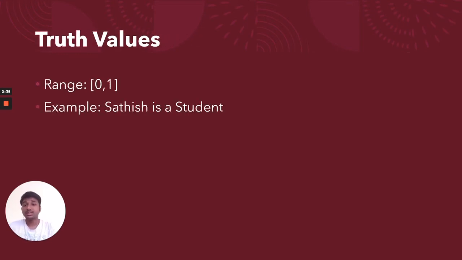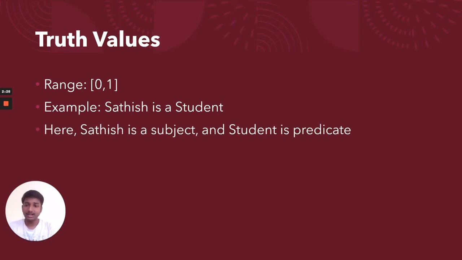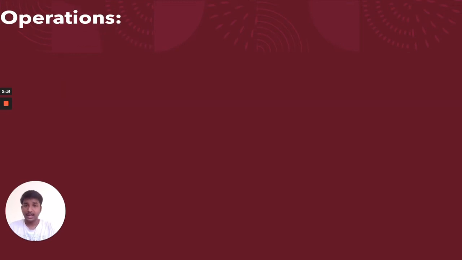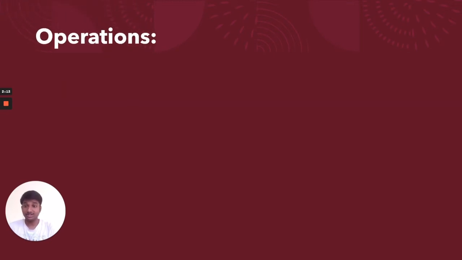Okay, and then coming to the truth values. Truth values range from 0 to 1. Let's take the example of Satish is a student. Here Satish is the subject, student is the predicate, right? And it has a truth value of 0.8. It is between 0 and 1, including 0 and 1.